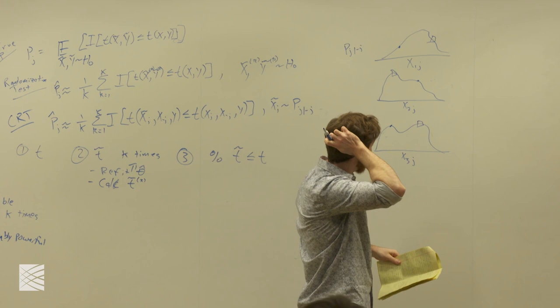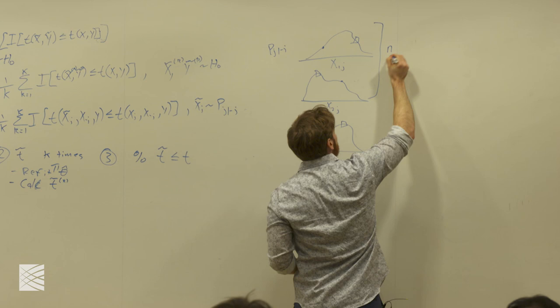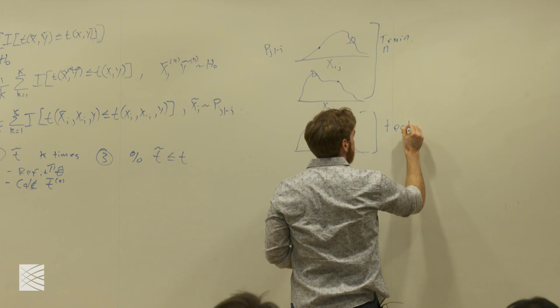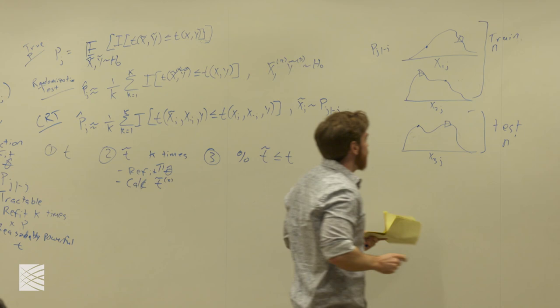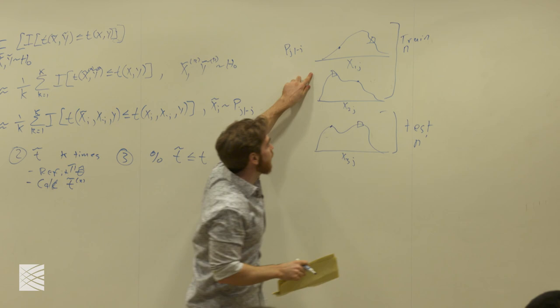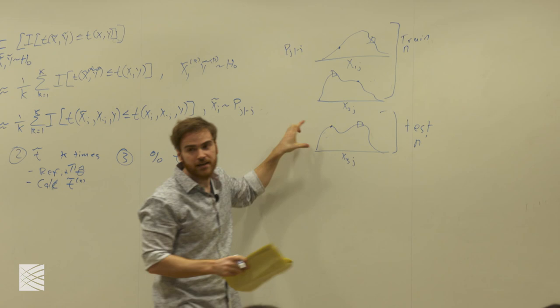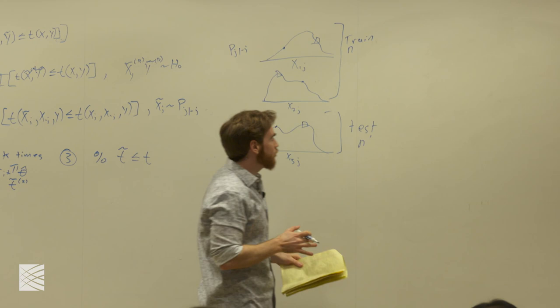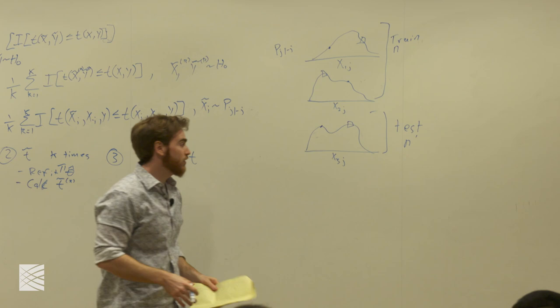But what if instead what we do is the following, which is what you're probably going to do anyway. Let's call this the training, and let's call this the test, n prime. So what if we train on our training data set, and then we only use the testing data set to actually conduct this CRT, and we choose t to be empirical risk, right? So it's our held out loss. If you're using squared error, mean squared error is your test statistic, right?